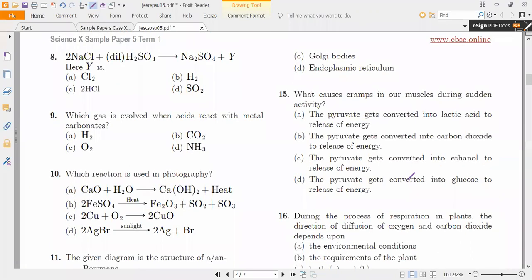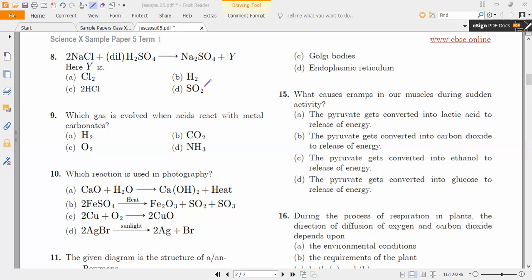Next question. NaCl plus H2SO4 will give you what? Sodium sulfate, Na2SO4, and H2 gas, sir. Yesterday also this question came. Which of the following gas will be produced? So H2 gas. H2SO4 will give you which gas? Hydrogen gas. But I don't think so.